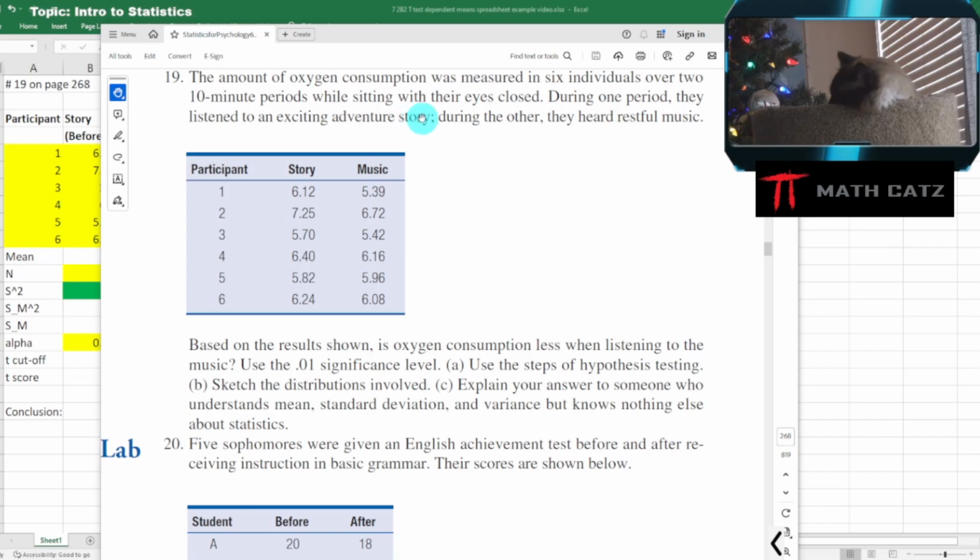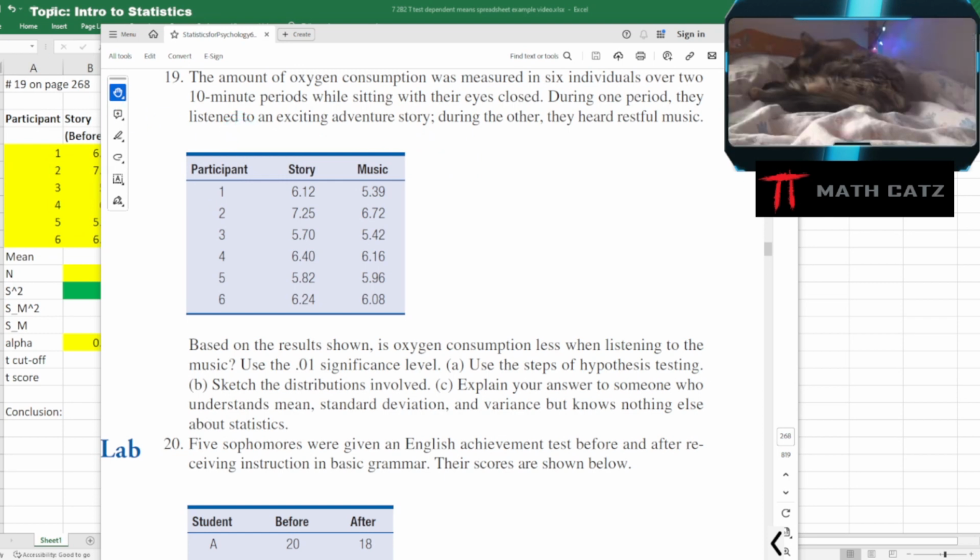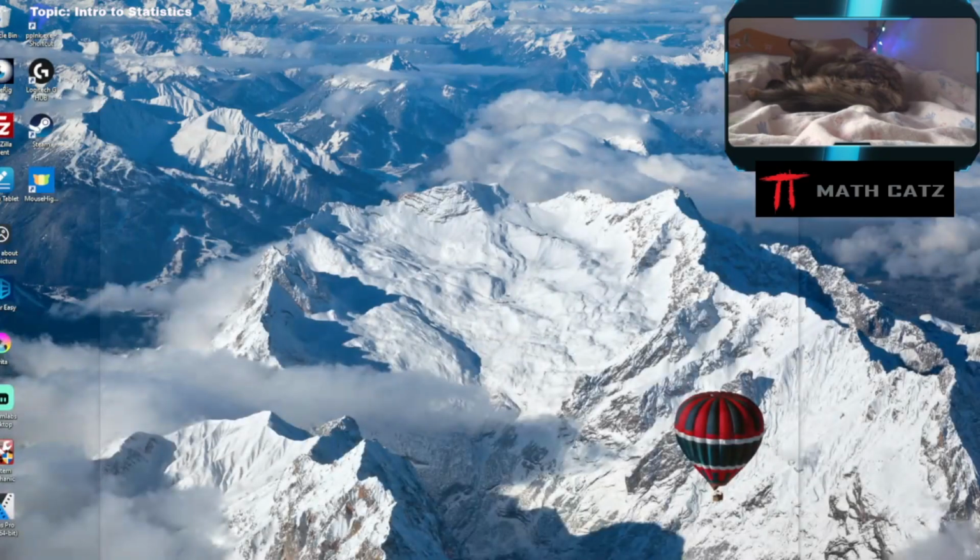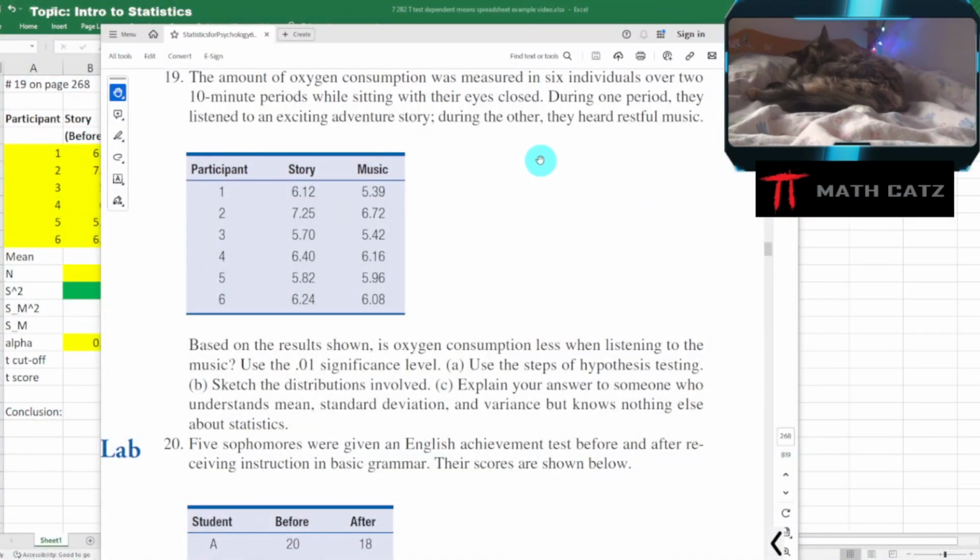The amount of oxygen consumption was measured in 6 individuals over 2 10-minute periods. While sitting with their eyes closed, during one period, they listened to an exciting adventure story. During the other, they heard restful music. So, based on the results here, is the oxygen consumption less when listening to the music?